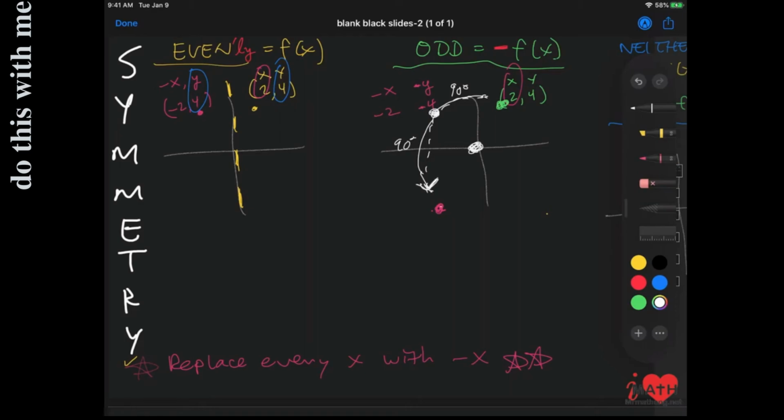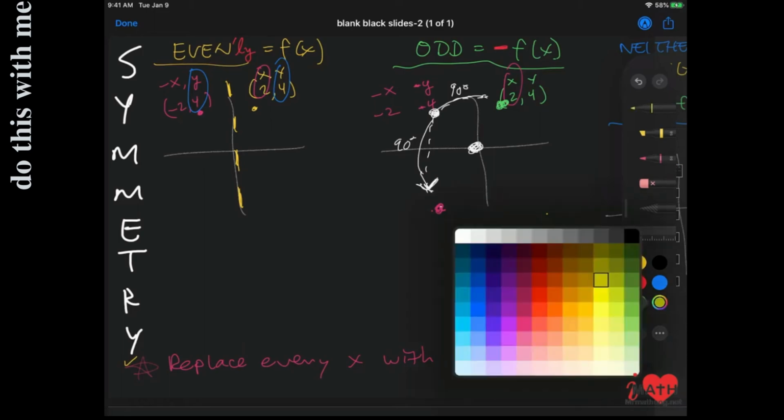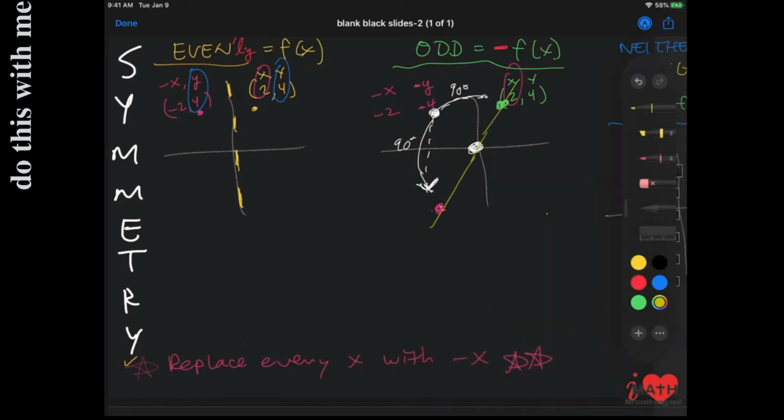Okay, and you can kind of think about it like the past two examples that I've just done. You can think about these as, you know, a linear is an odd graphically, right? And over here, this could be like a quadratic.